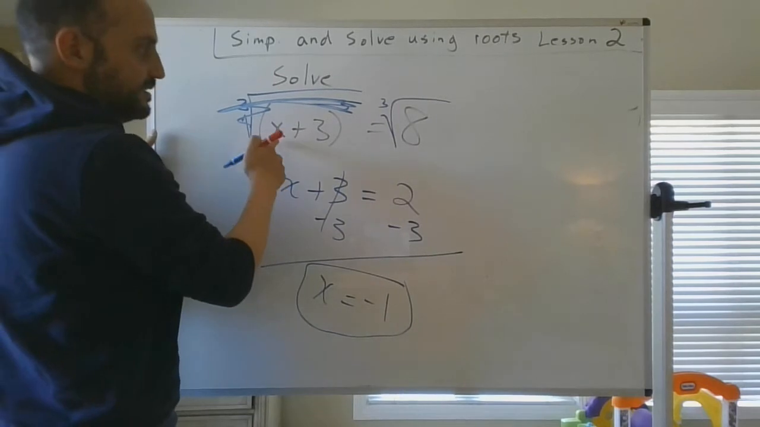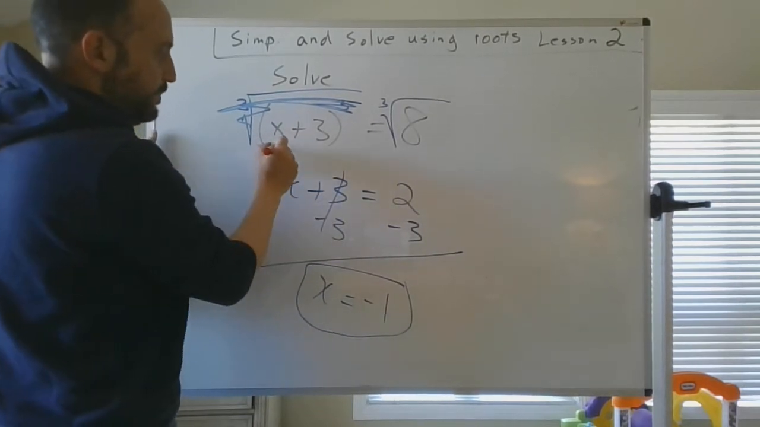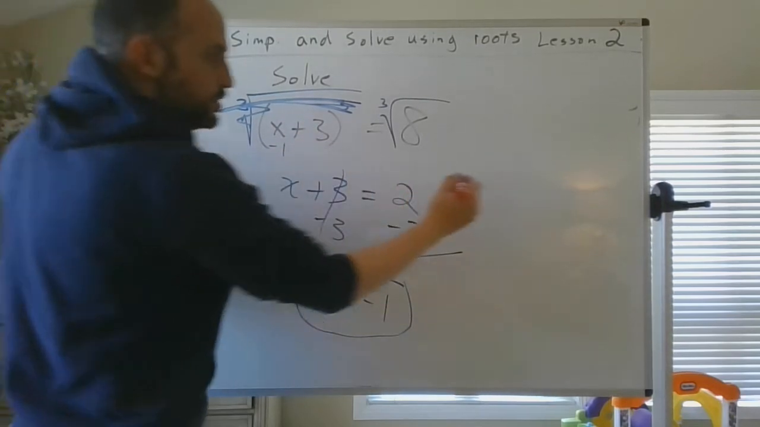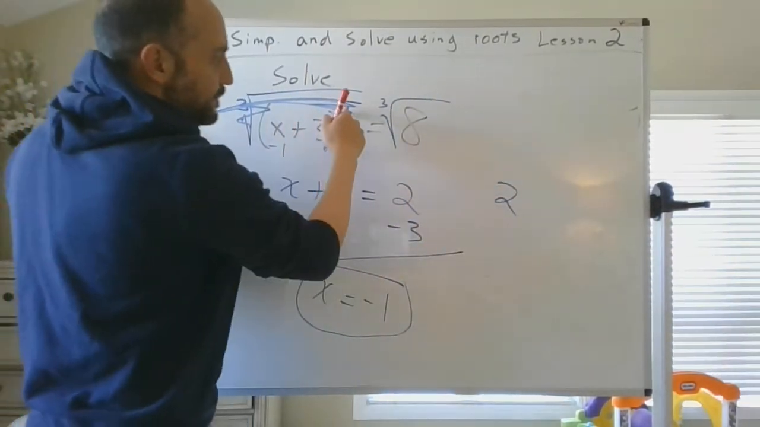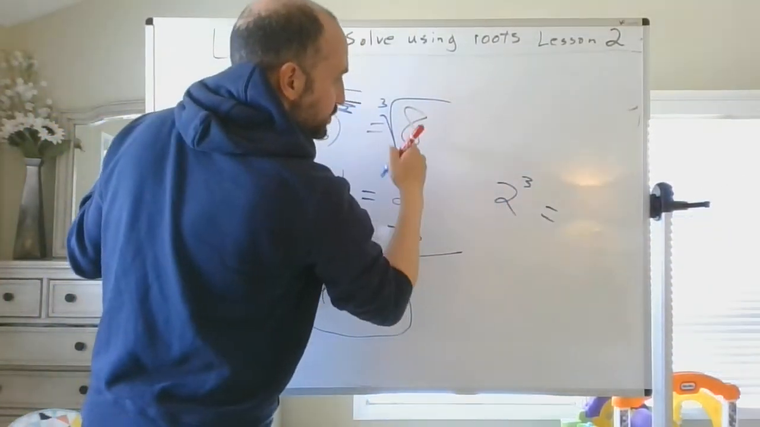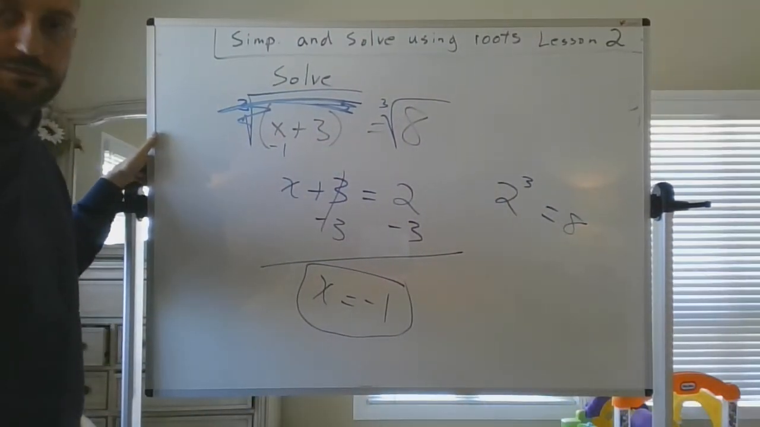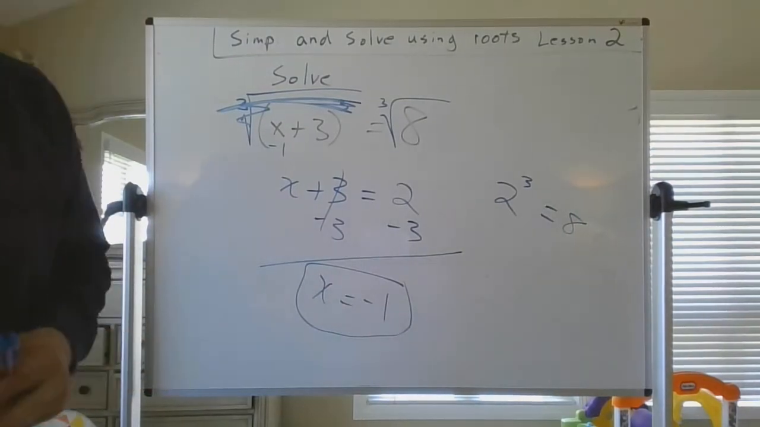If you really wanted to know if that was the correct answer, simple. I'm going to go back to this original equation. If I put a -1 here in the place of x, I get -1 plus 3, which is 2 to the power of 3. That's just double checking, but yeah, we knew that was going to be the right answer. So let me do one more just like that.